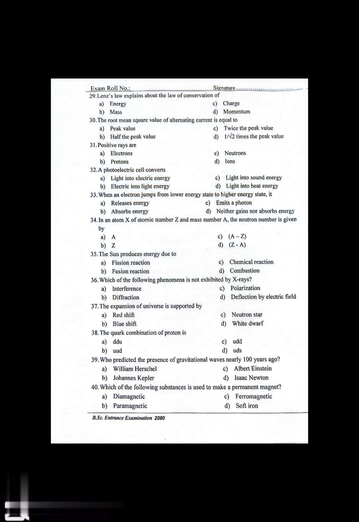30. The root mean square value of alternating current is equal to A. Peak value, B. Half the peak value, C. Twice the peak value, D. 1 upon root 2 times the peak value.